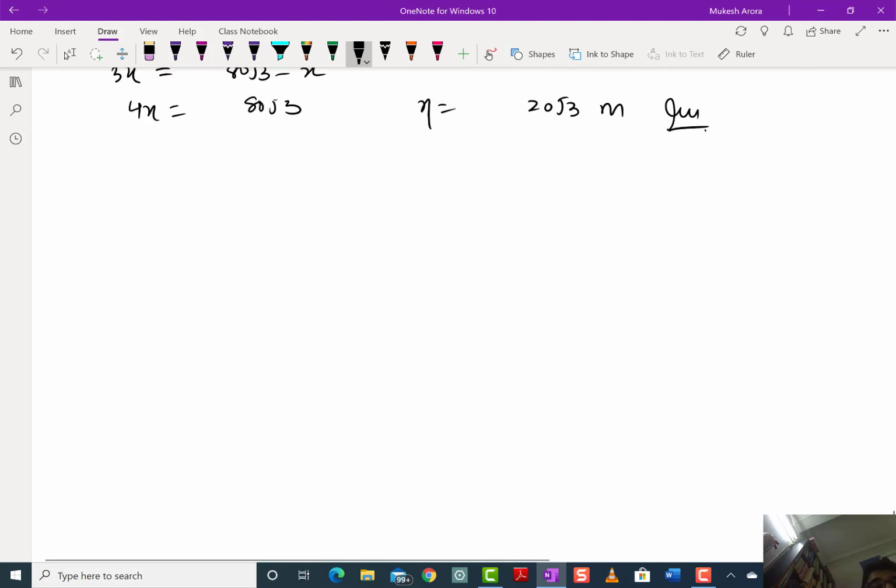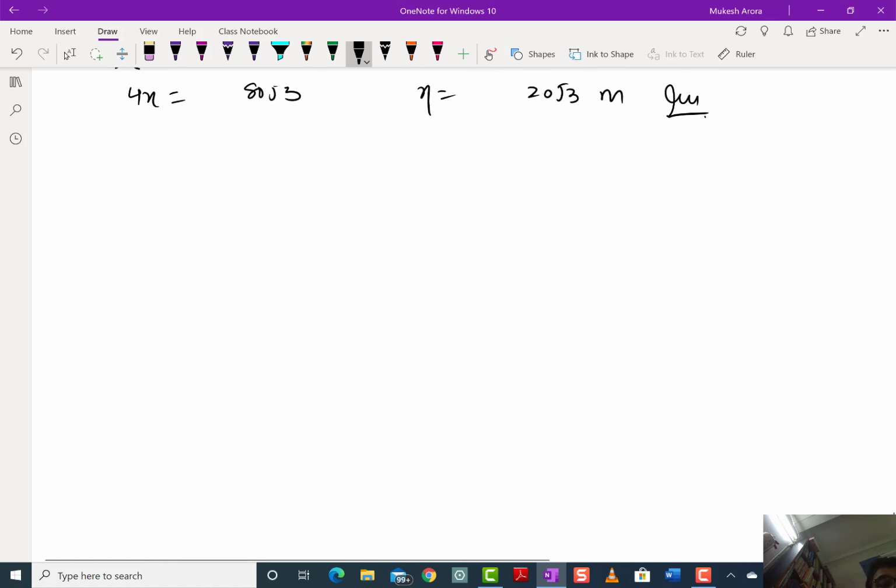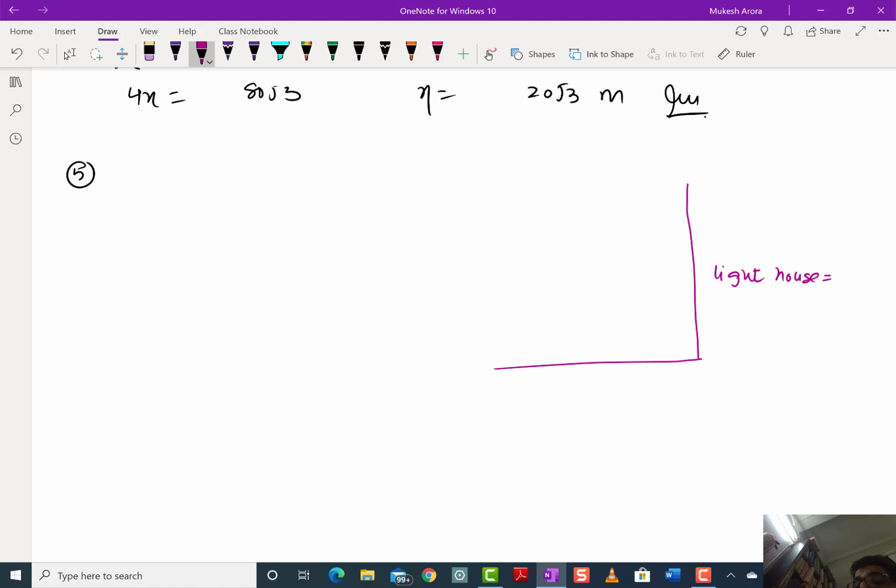One more sum. Another sum is, an observer at the top of a 75-meter lighthouse above sea level. This is a lighthouse which is 75 meters above. The angles of depression of ships are 45 and 30. Depression you have to show here. This is 30 degrees and this is 45.